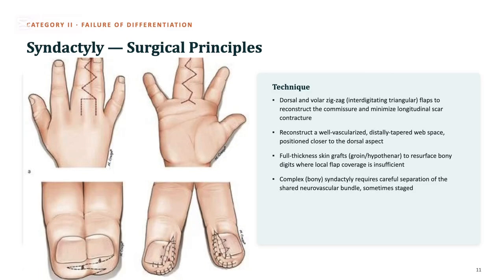Release and put grafts. Complex and bony syndactyly require careful separation and monitoring or dissection of the bundles. Sometimes you have one bundle for 2 fingers or 3 fingers. It's like in Apert syndrome, you have one bundle sharing in 2.5 fingers, or 1.5 fingers. So you must dissect and know where the bundle is before you start dissection.